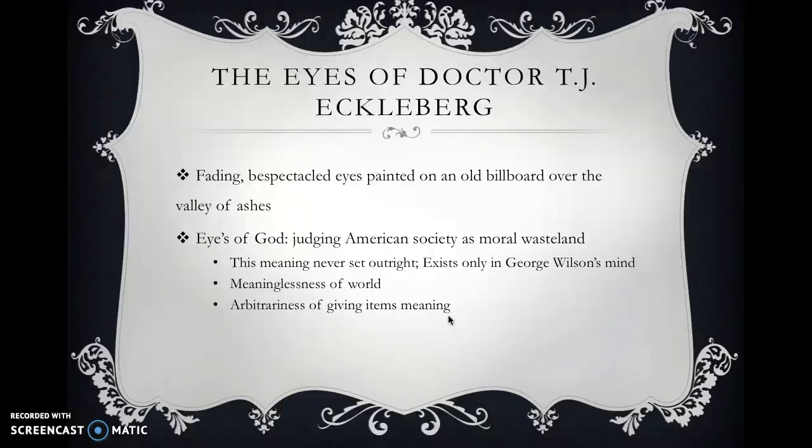This meaning is never said outright. It is only implied in George Wilson's grief-stricken mind. So from this, we might also assume that the interpretation of the eyes of Dr. T.J. Eckleburg representing God could also be fake, and that people are the things that give other things meaning, and that this is arbitrary, and that in reality, the world is just meaningless until we give it meaning.